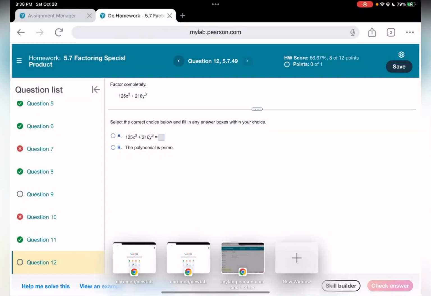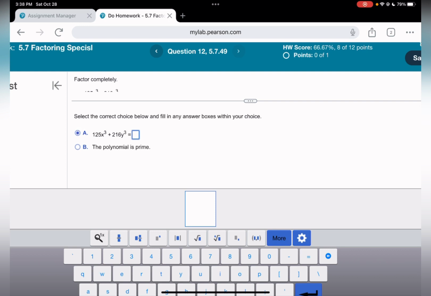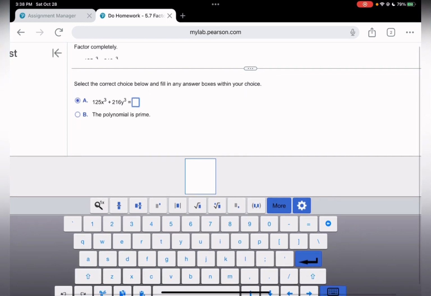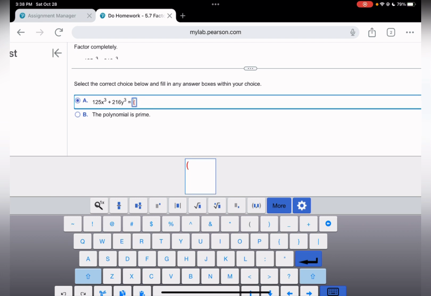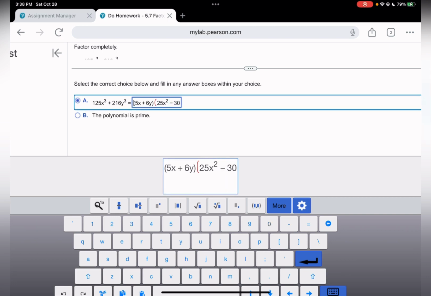And we are getting parentheses 5x plus 6y, and then times 25x squared minus 30xy plus 36y squared.